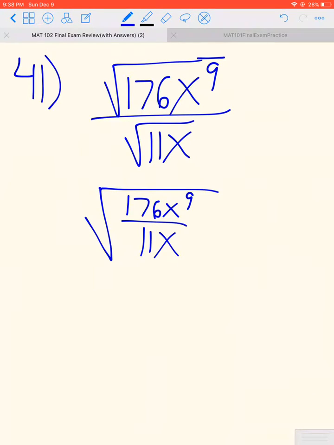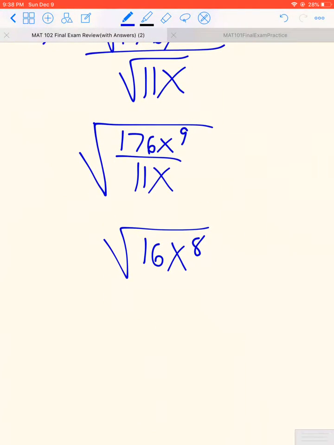If we simplify what's on the inside, 11 goes into 176 16 times. X to the 9th divided by x is x to the 8th. And then the square root of 16x to the 8th is going to be 4x to the 4th.